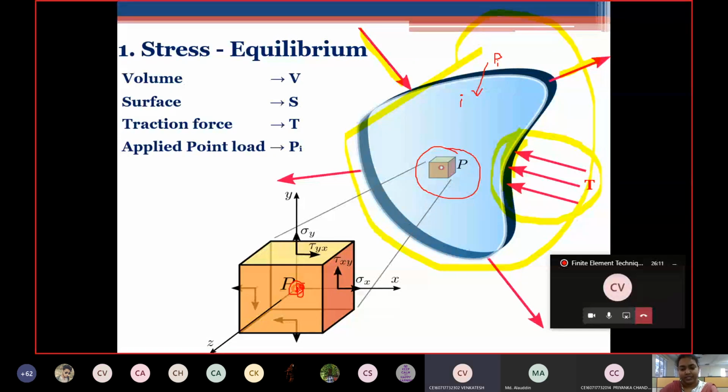Who is that? Guys, please keep yourself muted. Do not disturb. This derivation takes time, and you have to understand the derivation very clearly. Please do not keep disturbing like this.